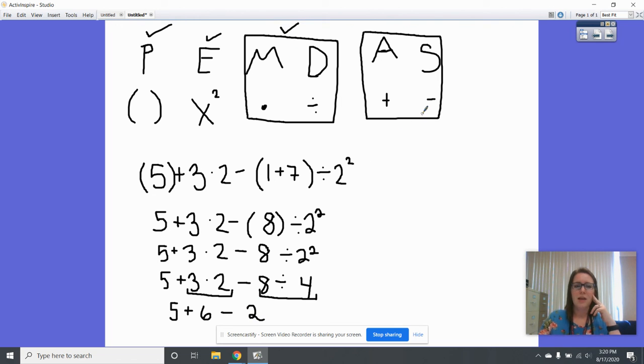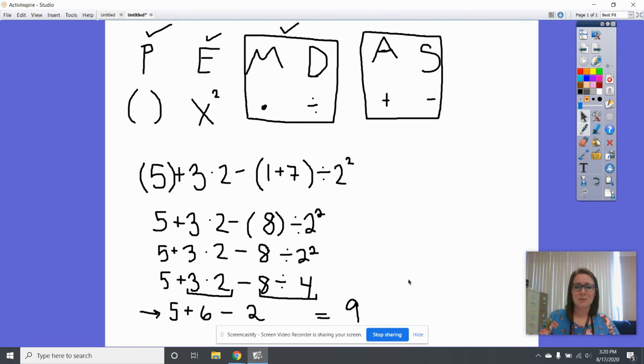And the last is all the adding and subtracting. We just go left to right. 5 plus 6 is 11. 11 minus 2 equals 9. So that is your introduction or reminder of order of operations, PEMDAS.